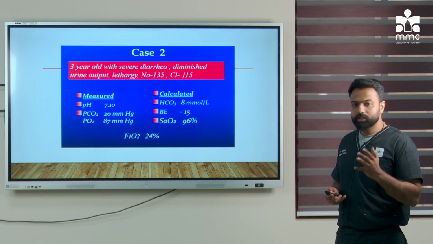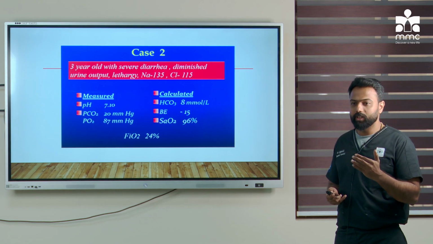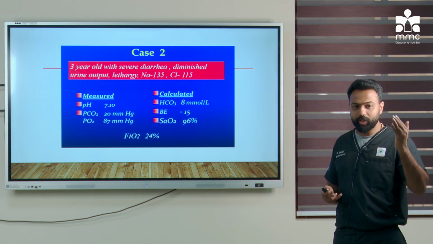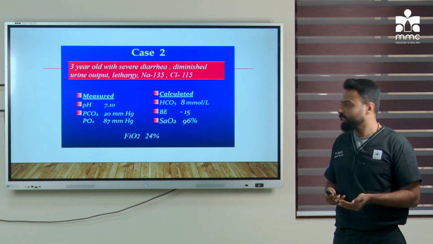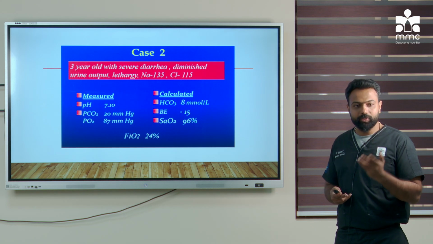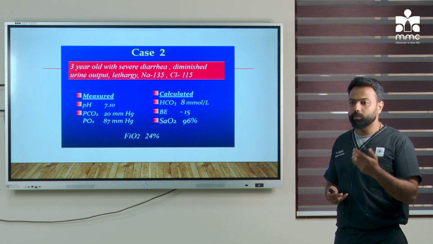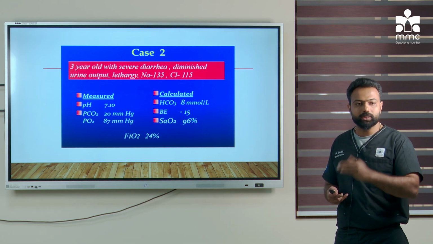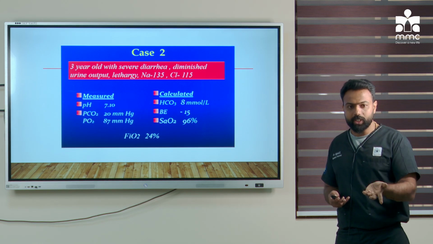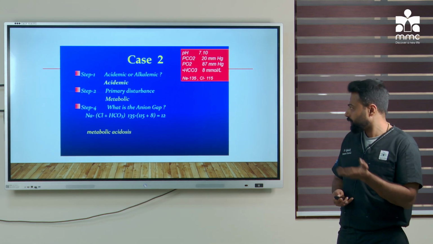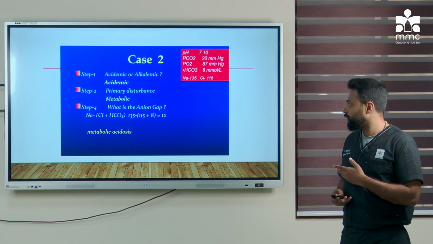So if you get a metabolic acidosis, you should not be that happy, because you have a lot of steps following it. So what are the steps? The next step is to find out what could be the cause of the metabolic acidosis. Is it a high anion gap or low anion gap metabolic acidosis? For that you have to calculate the anion gap, right? So the anion gap for this patient is nearly 12.